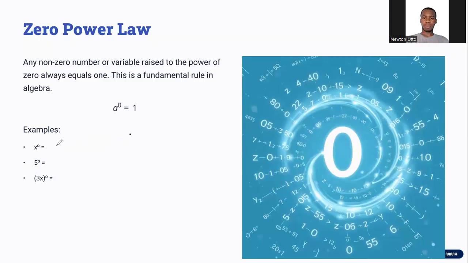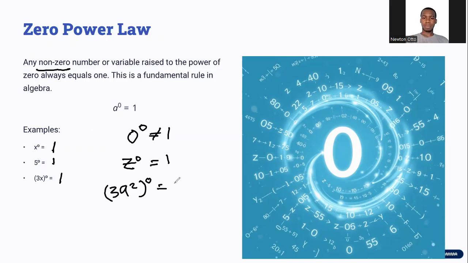So then x raised to the power 0 is just 1, 5 raised to the power 0 is 1, and 3x raised to the power 0 is 1. Any non-zero number. Zero raised to the power 0 is not 1. For the rest, z raised to the power 0 is 1. Then if I have a squared and 3a squared all raised to the power 0, you should know it's what? 1.